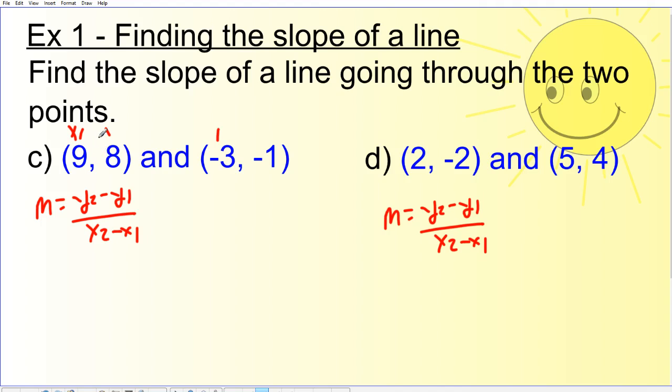There we go. That was y1, x2, y2. All right, so plugging them in: y2 minus y1 over x2 minus x1. Check your numbers. If your numbers don't match up in the exact places mine did, you probably plugged your numbers in the wrong spot.